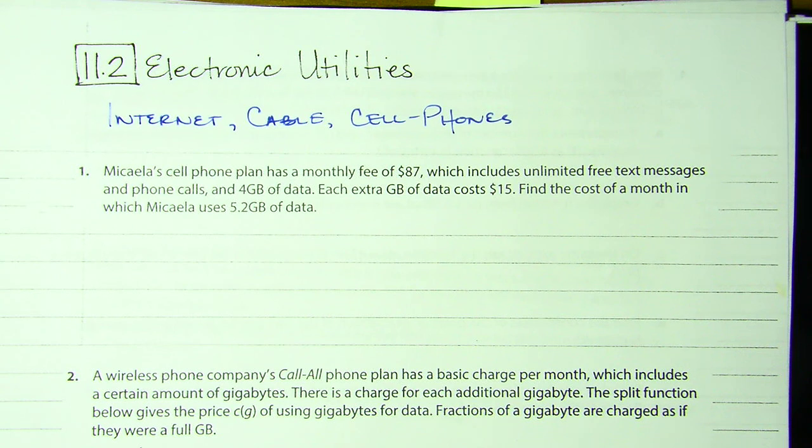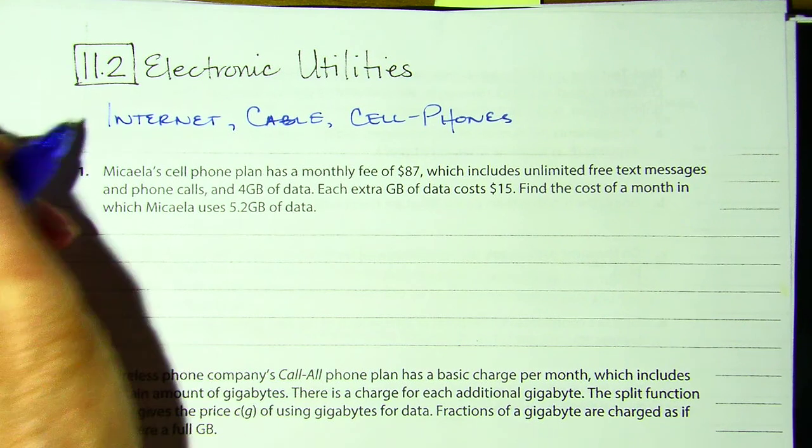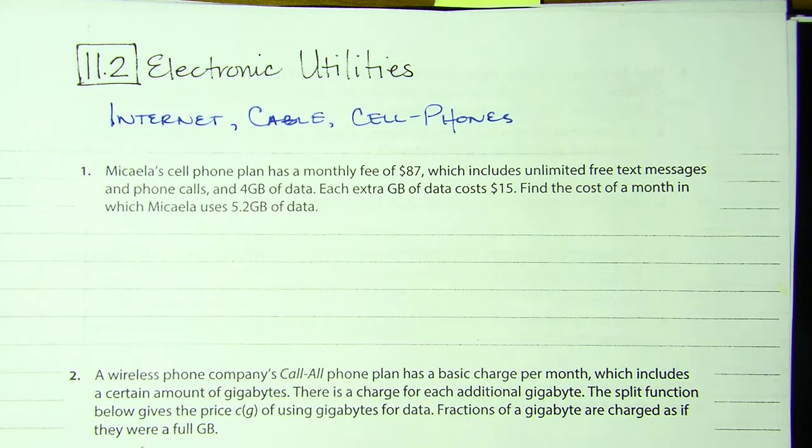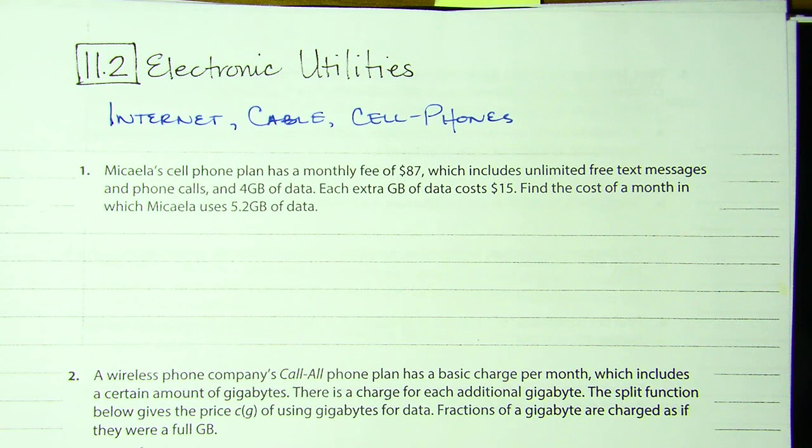Financial algebra, we are going to cover 11.2, which is on electronic utilities. Electronic utilities differ from 11.1. 11.1 was on energy utilities like water, trash, garbage, air conditioner, heater. Electronic utilities is all, think of Wi-Fi, cable, internet, cell phones, tablets, Spotify, all of these other things that we pay through our electronic devices. So we're going to do some examples similar to the ones in your homework.